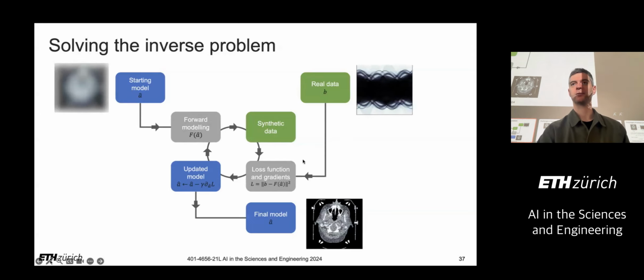Then we create our loss function. We match our predicted image to the real data. Then we get the gradients of the loss function with respect to the image, and then we update the image. We do that many hundreds, maybe thousands of times, and we end up with some final model. So I think I'll stop there, and we'll talk about how we would improve this workflow and learn something about it in the next lecture.